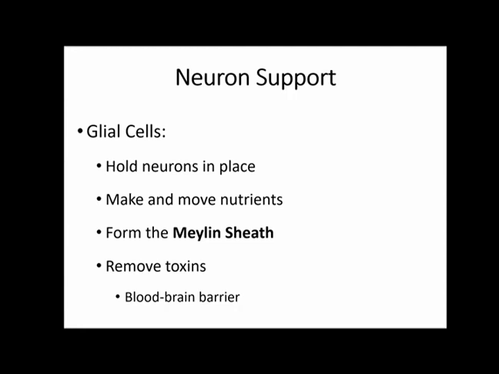So next we're going to talk about the support system that's helping out our neurons. And these are our glial cells. And our glial cells help hold our neurons in place. So neurons existing throughout our body, they need to be held in place. They need to be guided into place as they're forming. And that support system comes from these glial cells. Glial cells also help make and move nutrients. So they're going to produce different chemicals that our neurons need to exist. And they can also move those nutrients around, so bring in good nutrients and get rid of chemical waste products.